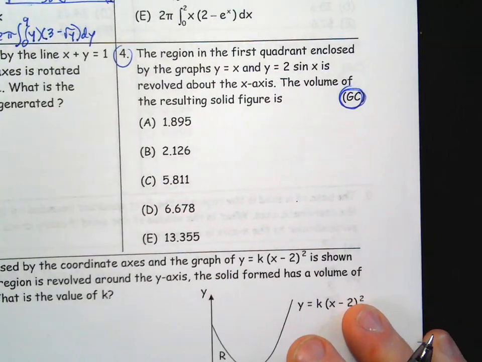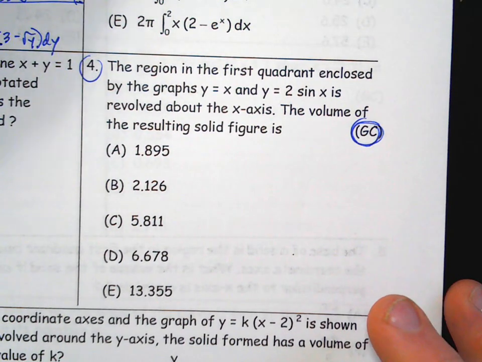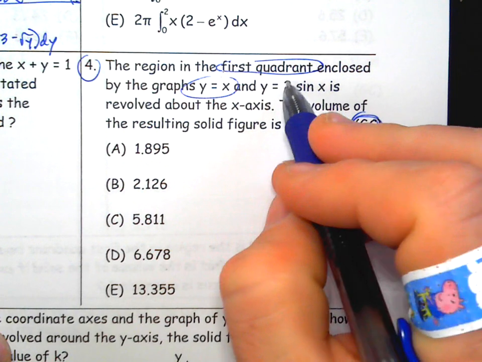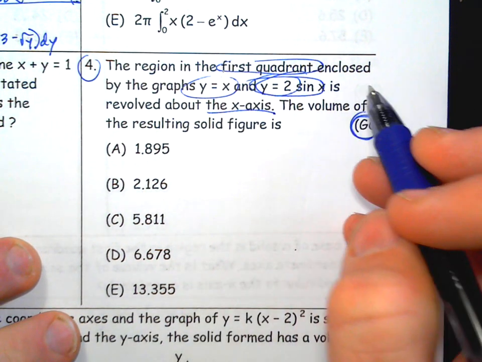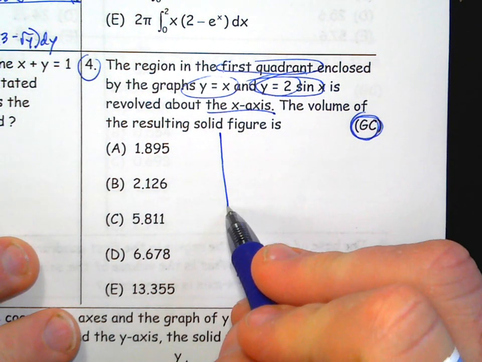All right, number 4. The region in the first quadrant enclosed by this graph and this graph is revolved around the x-axis. What's the volume? It's a graphing calculator problem. So let's try and sketch this. It's in the first quadrant.